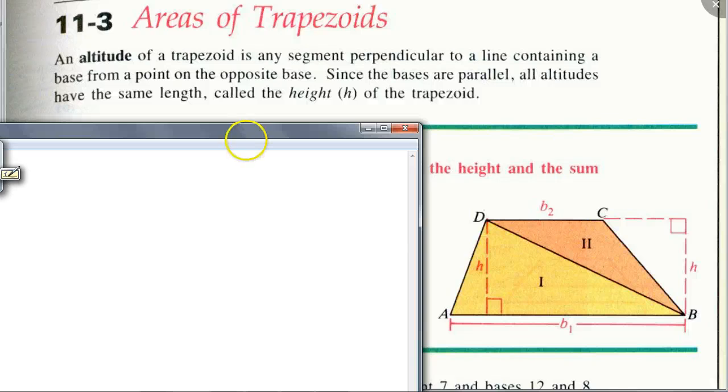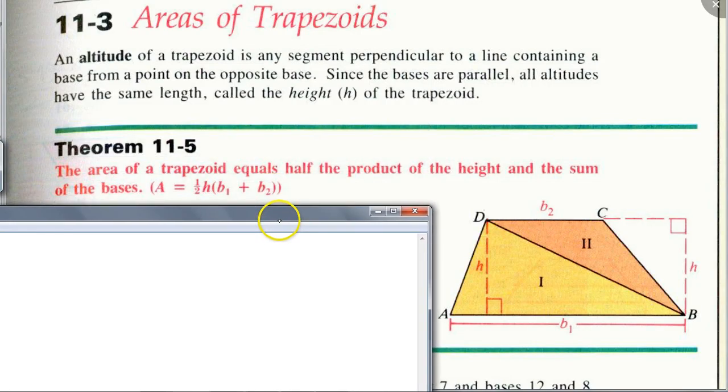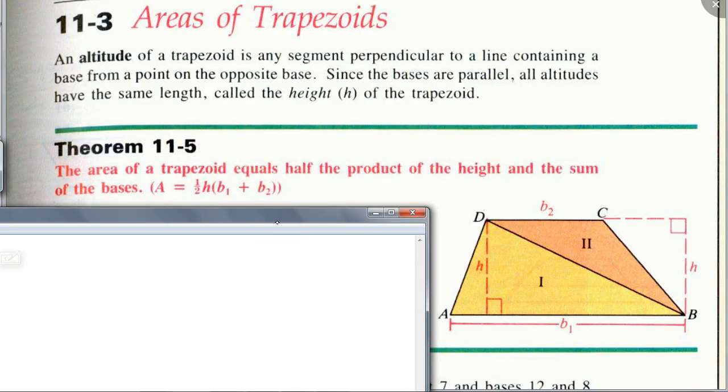And here is the theorem. The area of a trapezoid equals half the product of the height and the sum of the bases. So in short, A is equal to half times the height times, in parentheses, B1 plus B2. Okay, so write that down. And of course, it's a theorem, so we're going to think about how we could go about proving this. I'll wait for you. Write it down, and as you write it down, think about how you could prove it.